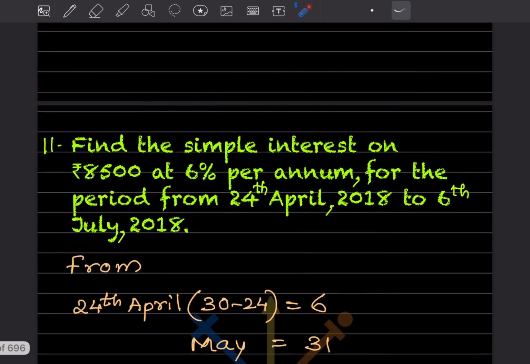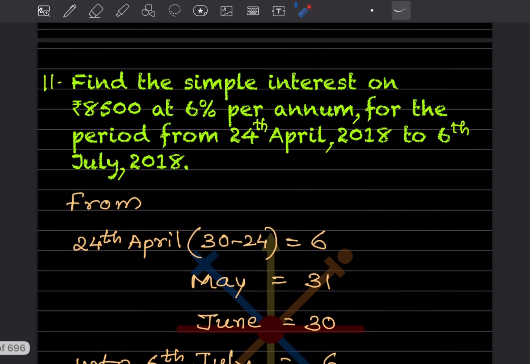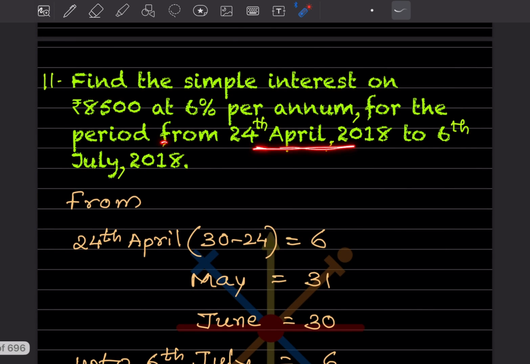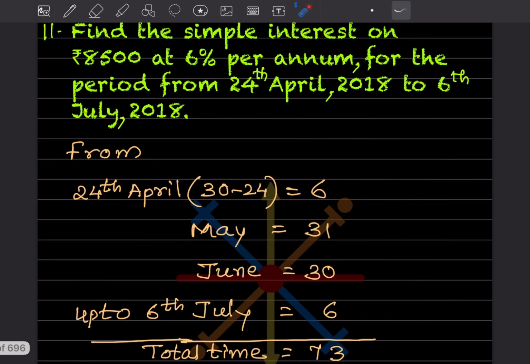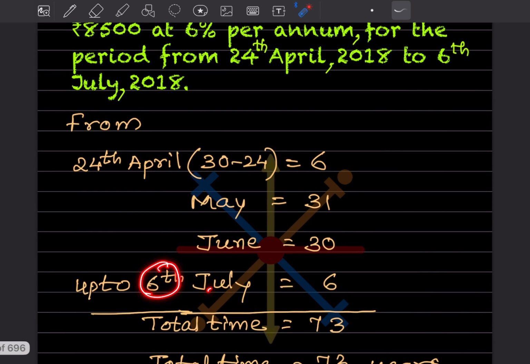Find the simple interest on rupees 8,500 at 6% per annum for the period from 24th April 2018 to 6th July 2018. So now here in that one, the simple interest and the amount were asked. Here they have asked only for the simple interest. So it's the same type of problem. So now you have to see from 24th April. You know in April there are 30 days. So what will you do? 30 minus 24, that is going to be 6. In May there are 31 days. In June there are 30 days. And now we want up to 6 July. So up to 6 July means these are the 6 days.